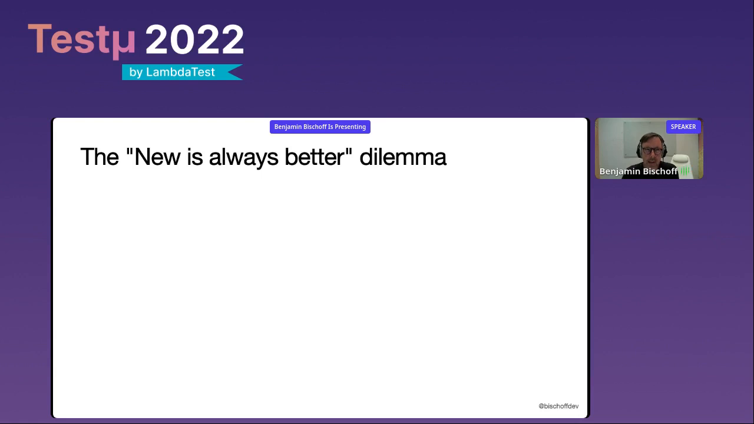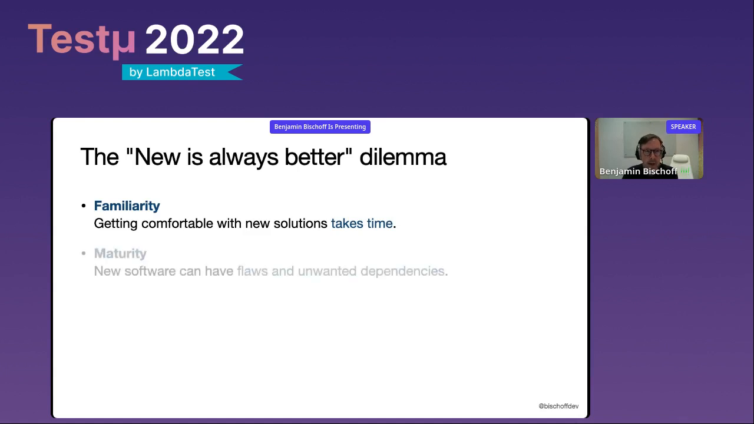And it's 4 parts. Familiarity, because getting comfortable with new solutions takes a lot of time, especially technologies. Then you have the maturity aspect, because new software can have flaws and it can have unwanted dependencies. You might have seen software that pulls in other dependencies that in turn pull in more dependencies. So you end up in this dependency hell and you don't know what is happening under the hood.